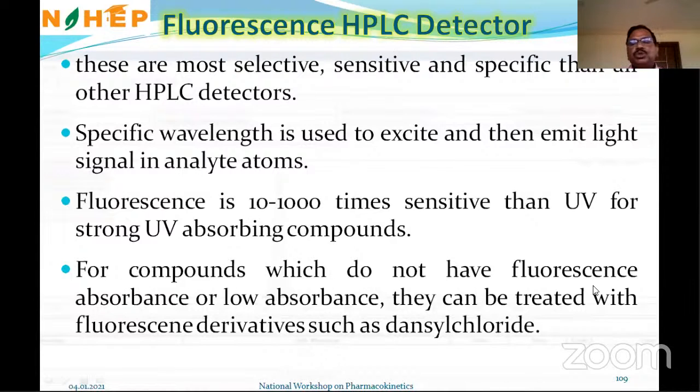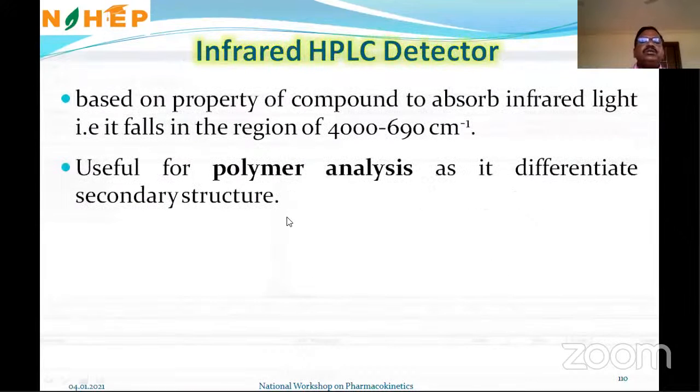For compounds which do not have fluorescence or have low absorbance, they can be treated with fluorescence derivatives such as dansyl chloride. For this, post-column derivatization attachments are there, which mix the dansyl chloride into the stream. The dansyl chloride attaches to the eluting compound, and after binding, it emits blue fluorescence light.